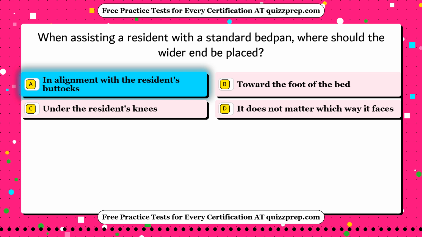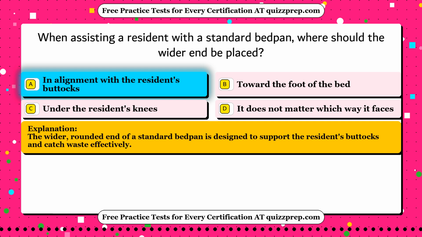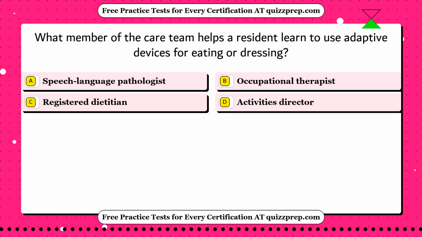The correct answer is option A, in alignment with the resident's buttocks. The wider, rounded end of a standard bedpan is designed to support the resident's buttocks and catch waste effectively. Question 11. What member of the care team helps a resident learn to use adaptive devices for eating or dressing?